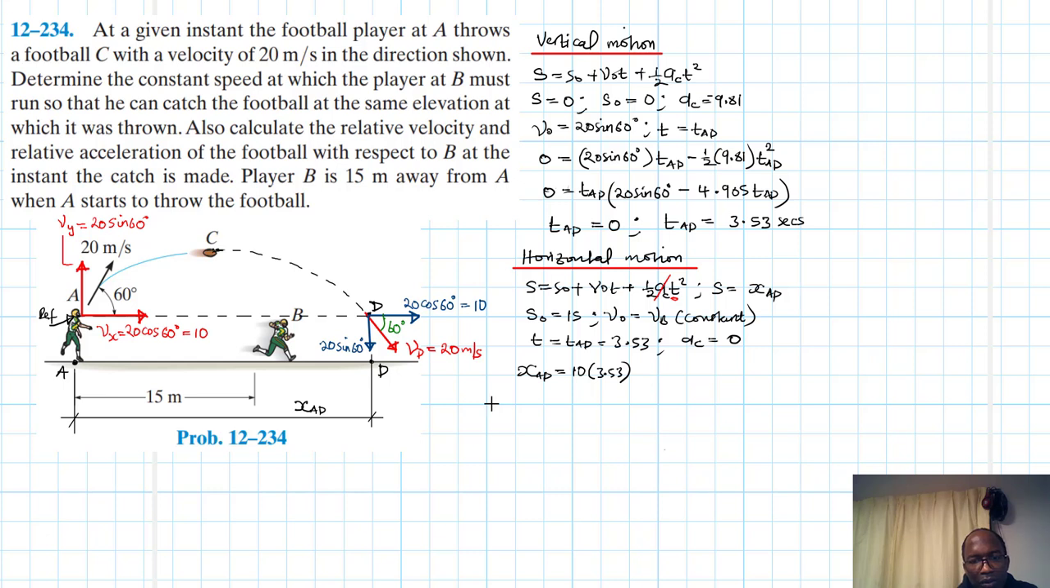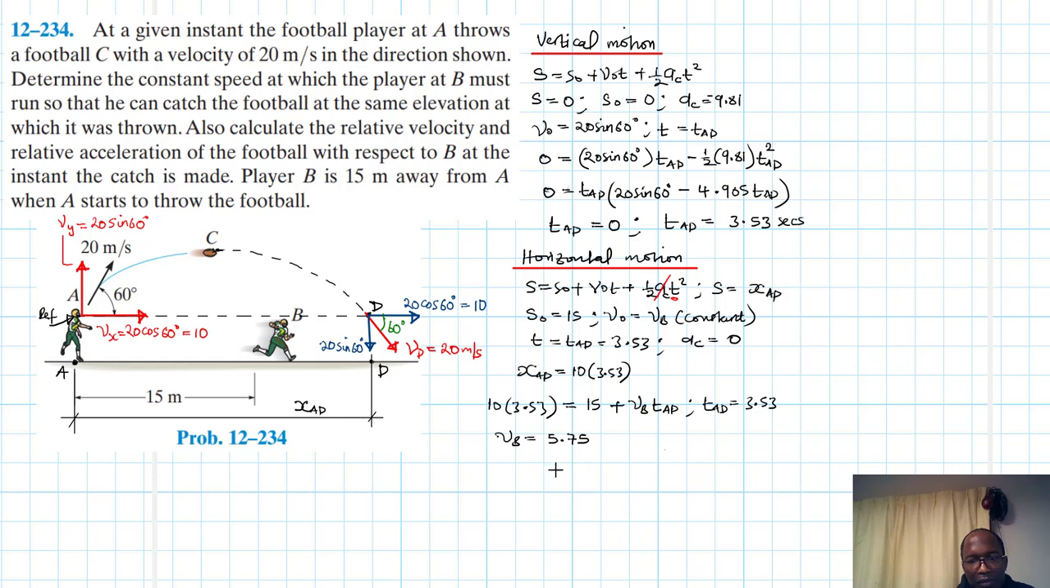So with this information, we can say 10 times 3.53 is equal to 15, which is our s naught, plus v_B times t_AD, where t_AD is equal to 3.53. Therefore our v_B is just going to be equal to 10 times 3.53 minus 15, divided by 3.53.